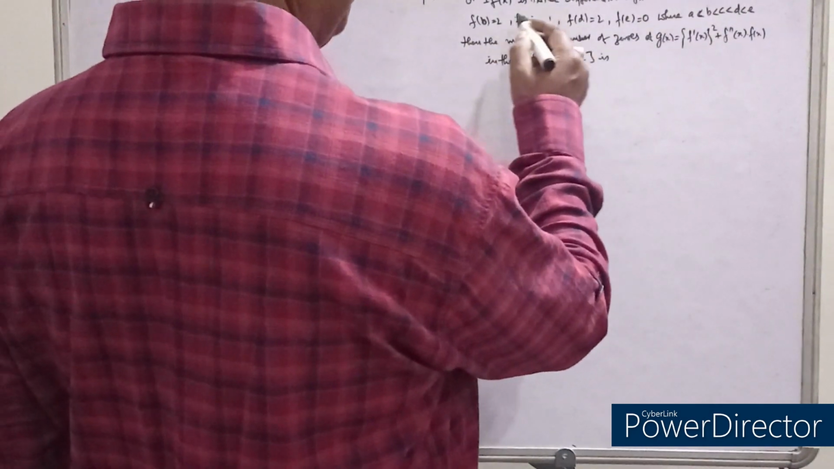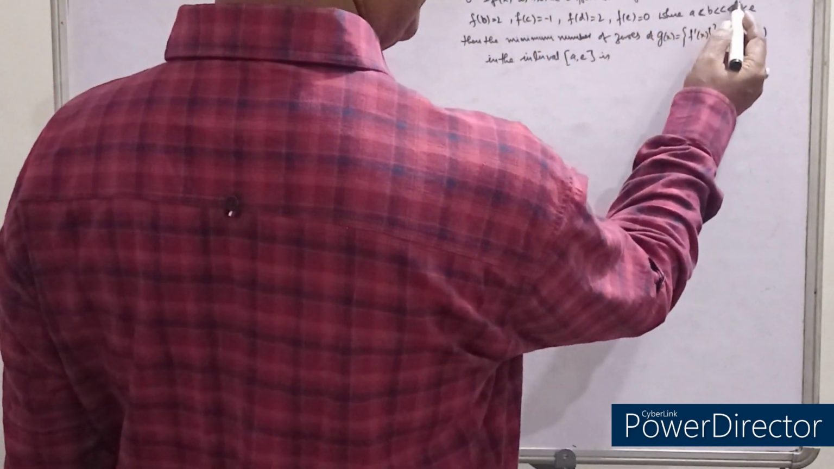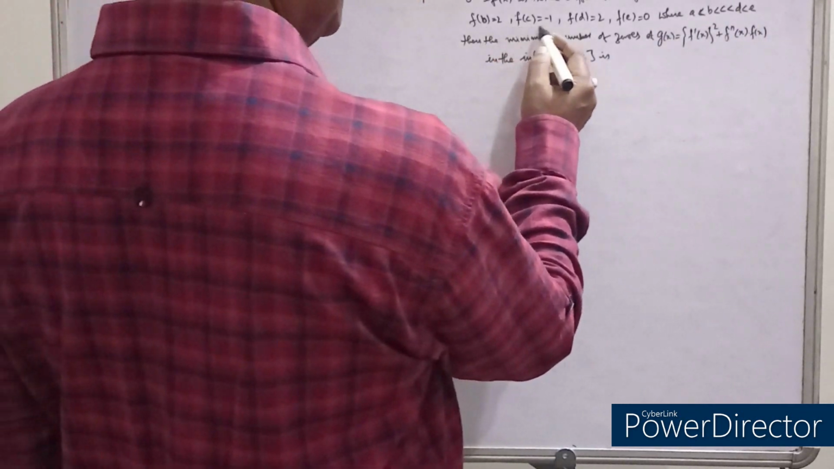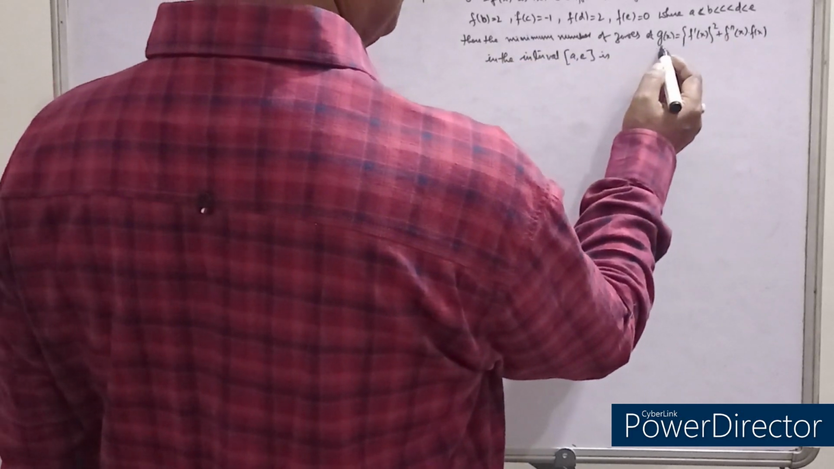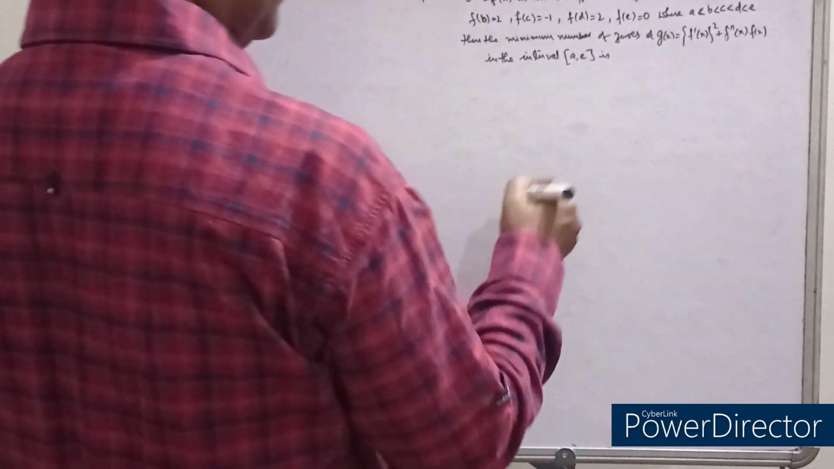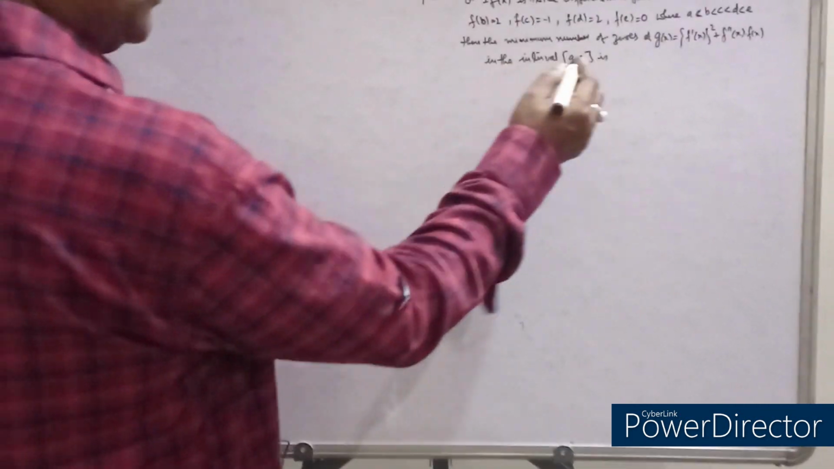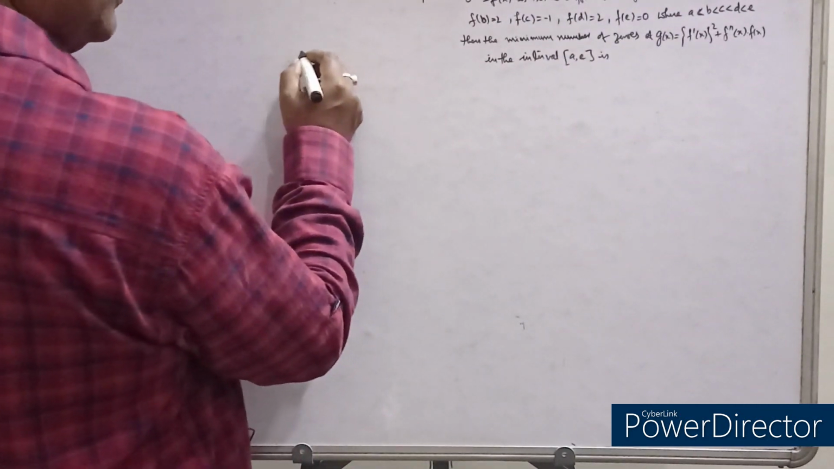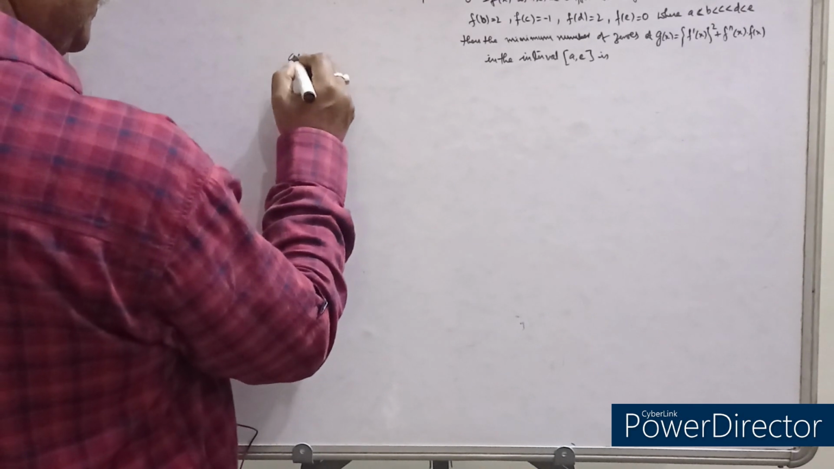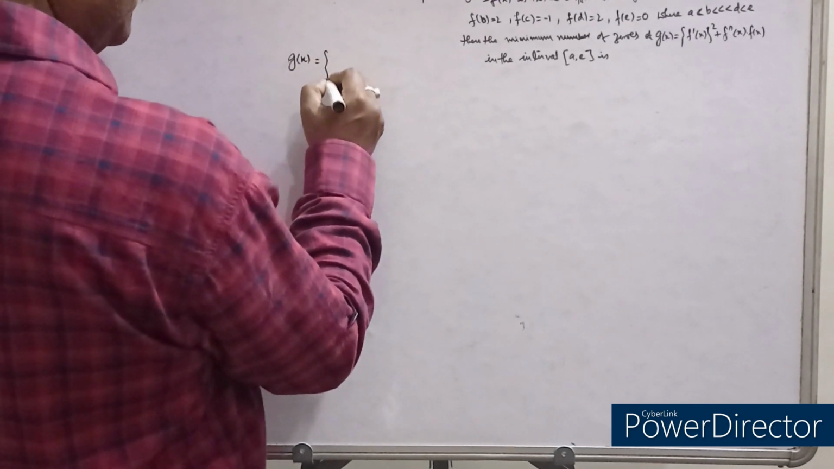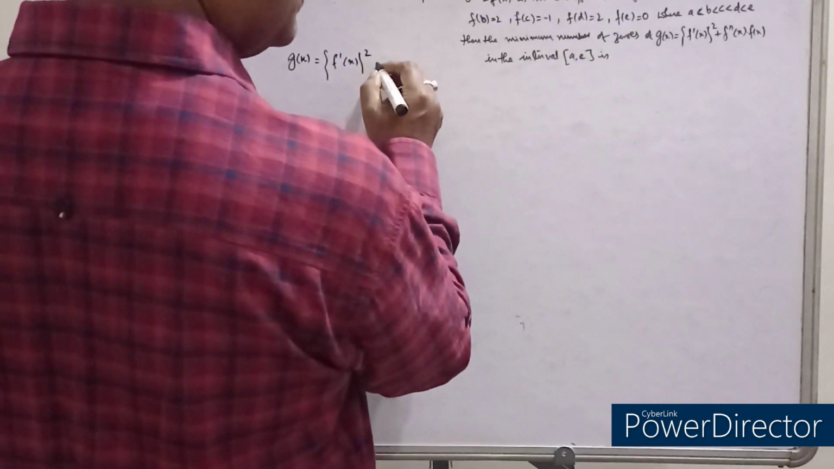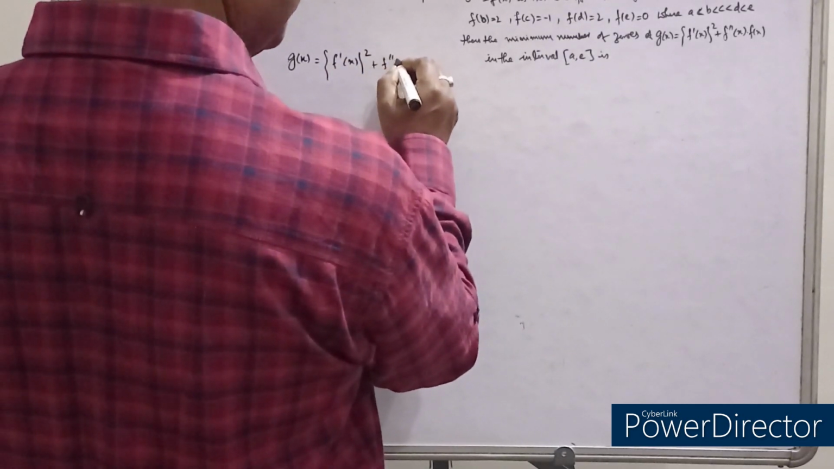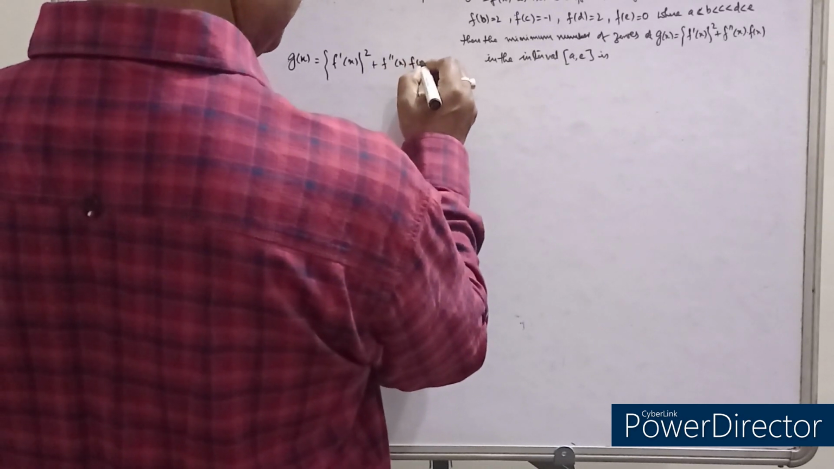Now my next question is, if f(x) is a twice differentiable function such that f(a) is equal to 0, f(b) this and this are this, then the minimum number of zeros of g(x) in this closed interval. What is g(x)? g(x) is equal to (f'(x))^2 plus f''(x) into f(x).